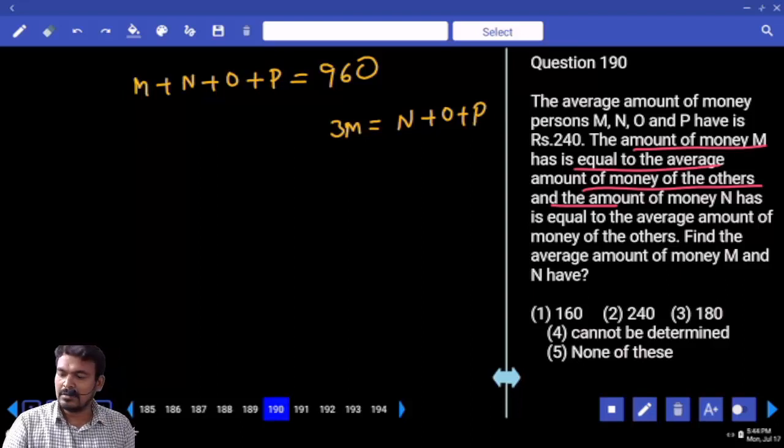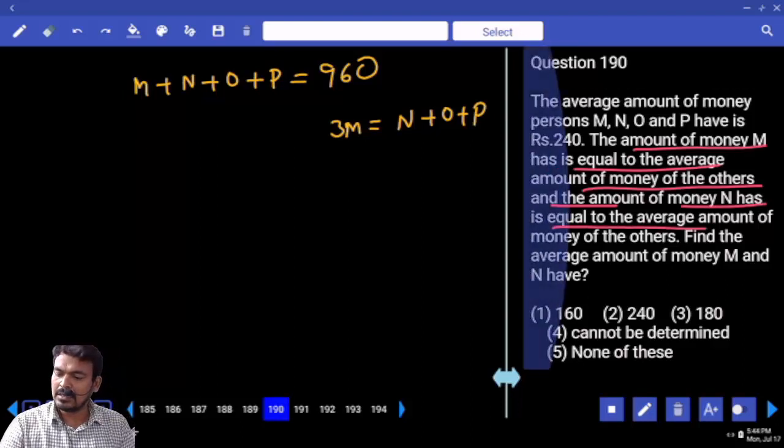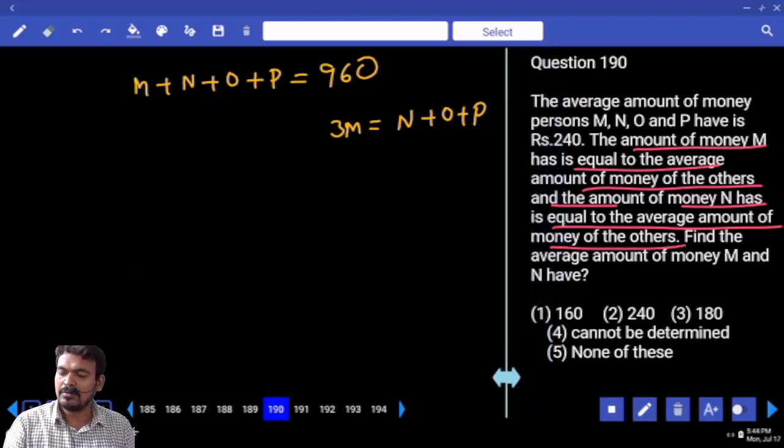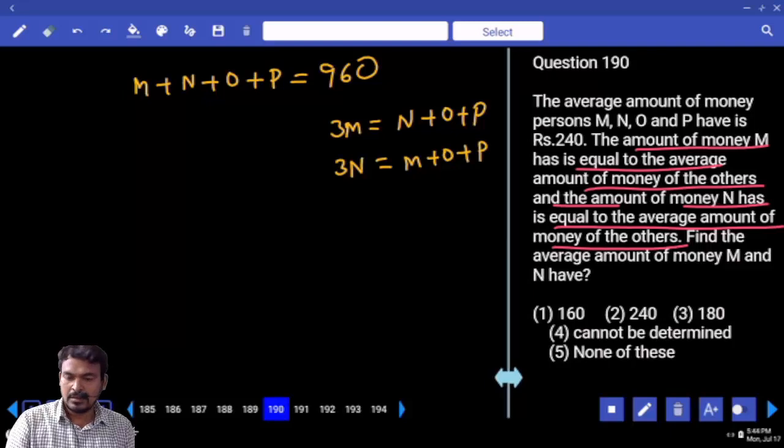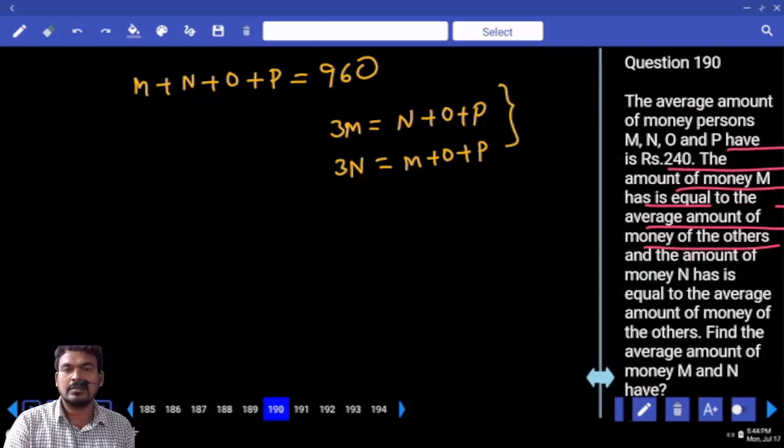Second one, money N is equal to the average amount of the other three. Means it is also written 3N equal to M plus O plus P. These two are simplified, we get 3M minus N, it is equal to 3N minus M.